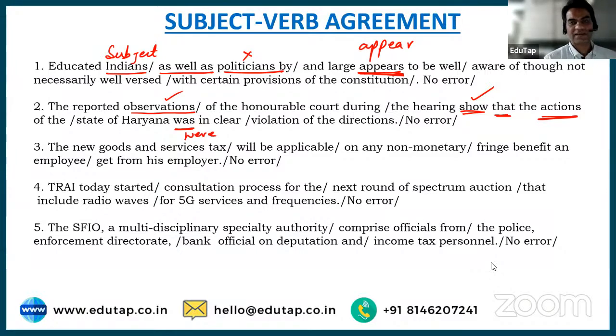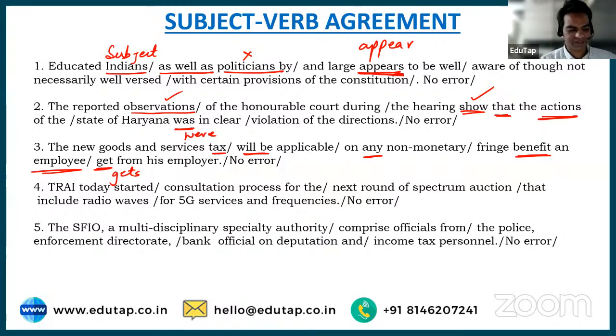See, I'll first look at the first subject, the new GST tax. This is singular and it is paired with "will be." This is correct. So the new GST will be applicable on any non-monetary fringe benefit. It will be applicable on any. Now, remember this word, "any." That means singular. So any non-monetary fringe benefit an employee get or gets. So for singular subject, we have to use a singular verb.